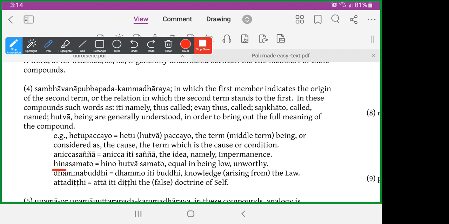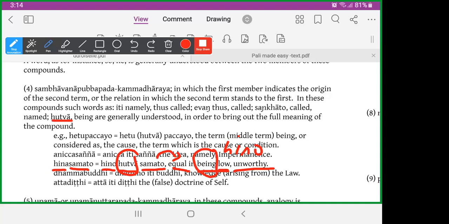Okay. Hina, hino. You put it in the nominative case. Then you put the hutwa. So already we mentioned you need to put something in between. So hutwa, and then the samato. So hina samato. So hino hutwa samato. Equal in being low. All right. So hutwa is translated with the word being. Hino is low. Samato is equal. Okay. So equal in being low. So the whole meaning is unworthy.